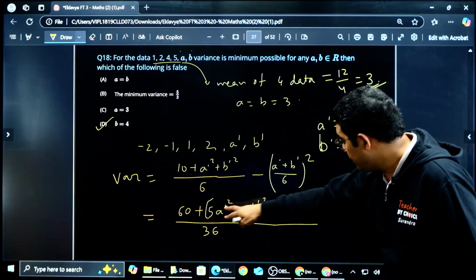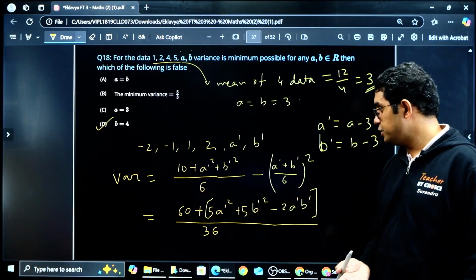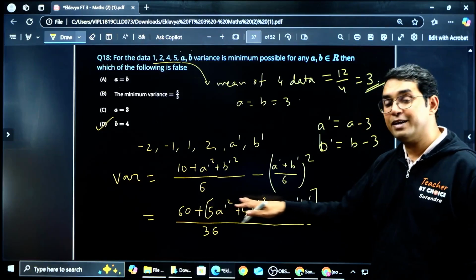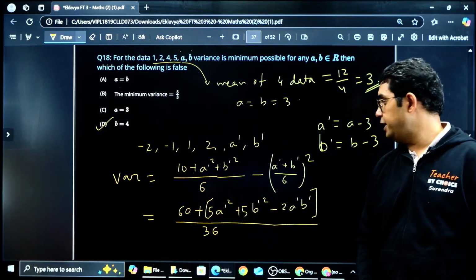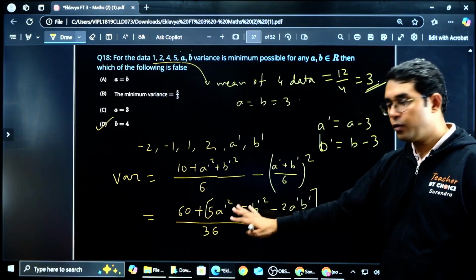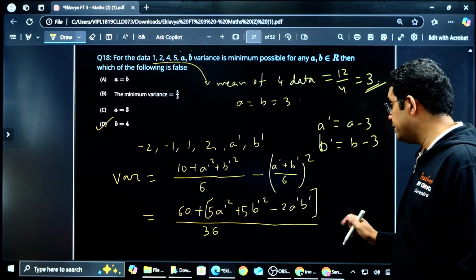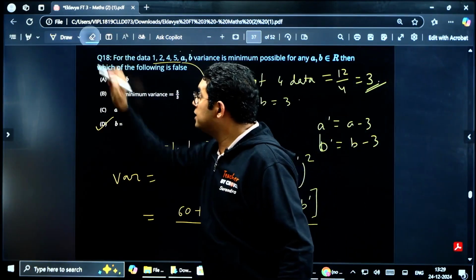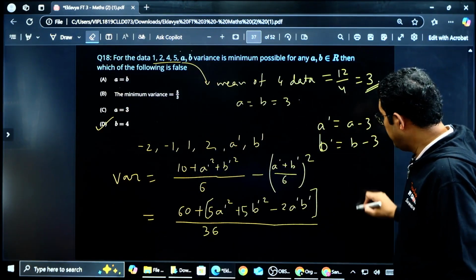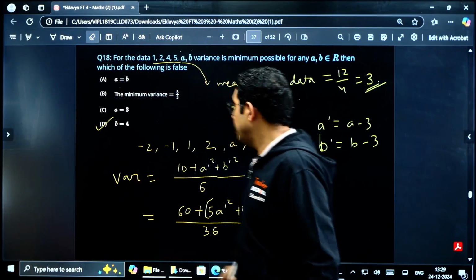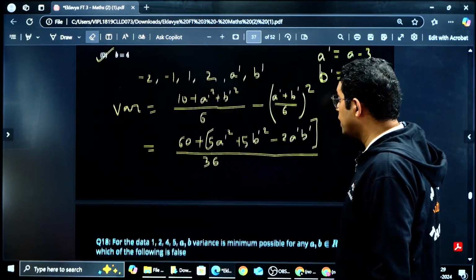Now please see, this is a quadratic in a', or in b', and you can see its discriminant is negative. If I consider this to be quadratic in a', its discriminant is negative. I will write it in another way. Then also it will be concluded, maybe the discriminant being negative I will not require.